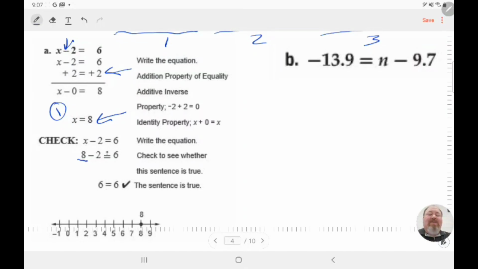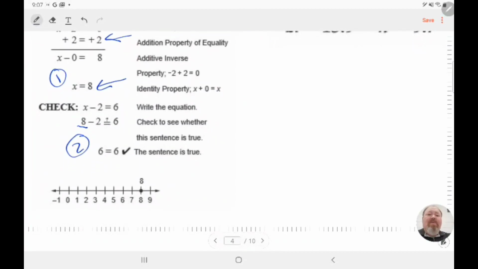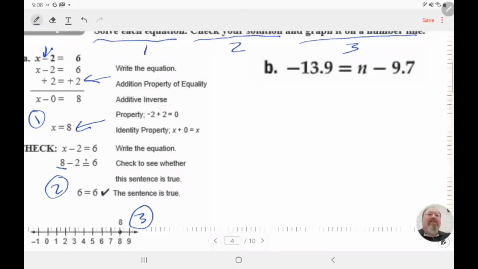And 8 minus 2 should equal 6. 8 minus 2 does equal 6, so 6 equals 6. That's the second answer. We checked it. And then we could draw a number line, put 8, which is our solution, on the number line, and this would be the third part. So now we answered all three. So let's see what that looks like.